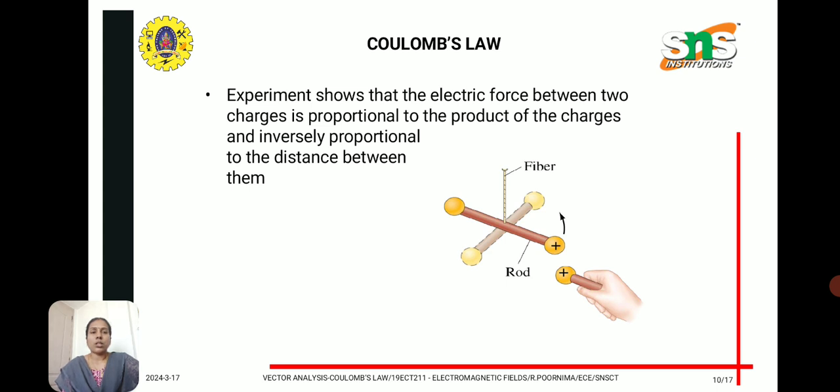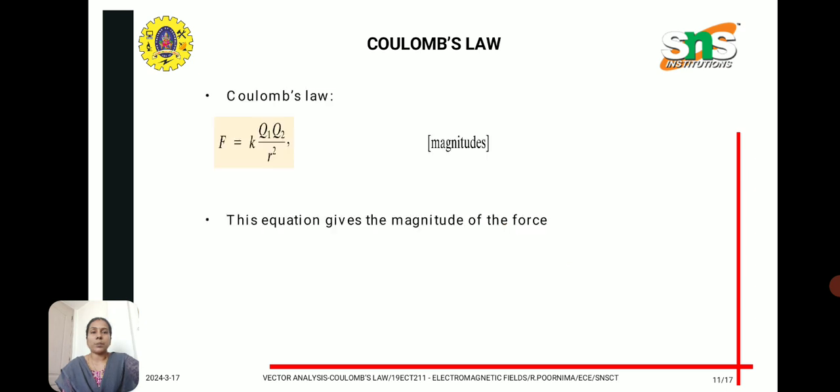For understanding electrostatics, we must know Coulomb's law, which is obtained from an experiment. It shows that the electric force between two charges is proportional to the product of the charges and inversely proportional to the square of the distance between them. Coulomb's law is governed by the force equation F equal to K Q1 Q2 divided by R squared. It gives the magnitude of the electrostatic force.